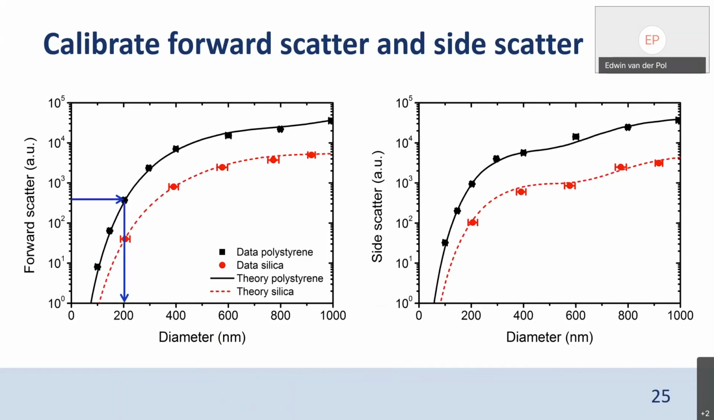But it's not enough to do sizing independent of refractive index. So this blue arrow represents this. If you have a signal of 400 arbitrary units, this may correspond to a 200 nanometer bead of polystyrene, but it may as well correspond to a 320 nanometer bead of silica. Without any foreknowledge of the refractive index, you could not tell the difference.